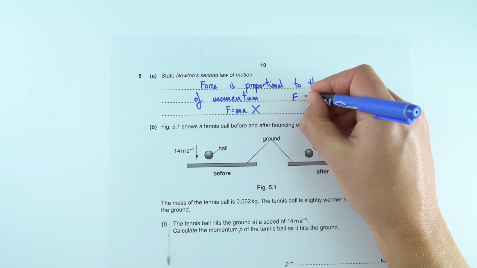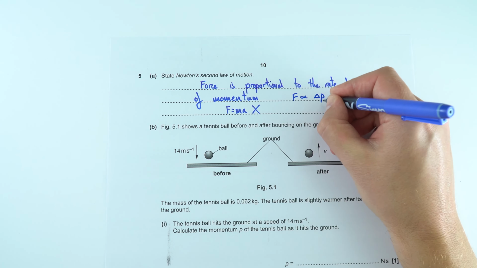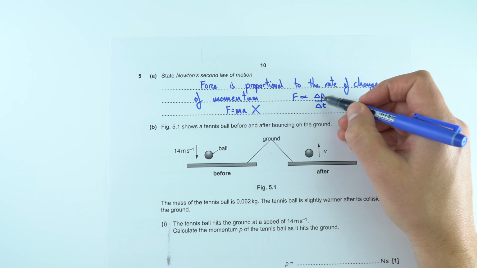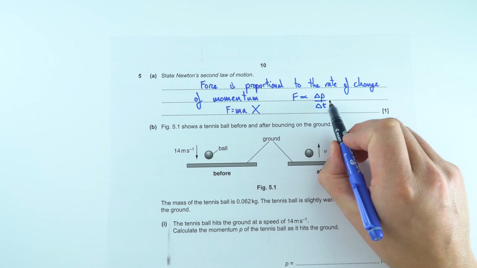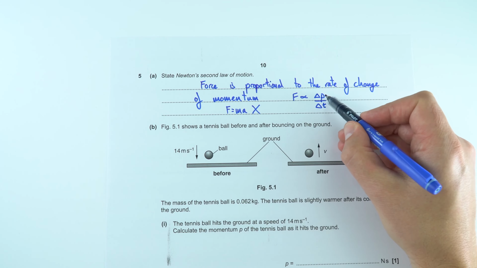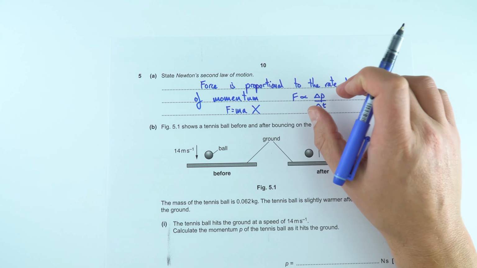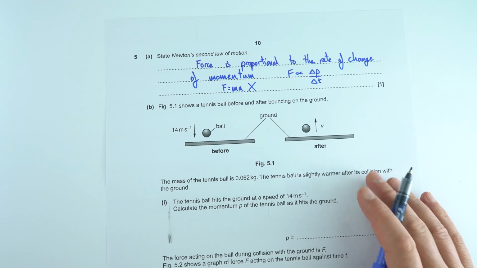Now, you could have said something like F is proportional to delta P over delta T, but if you did that, you'd have to make sure that you define the terms. So you could say this equation where F equals the force, P is the momentum, and T is the time. And I think only about 50% of candidates scored this 1 mark, which is a real shame.